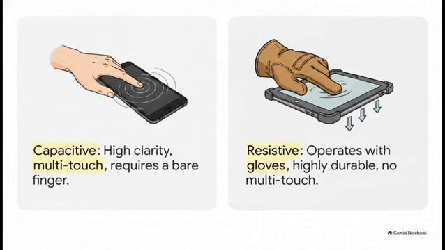So why have different types? Well, look at their real-world uses. Capacitive screens, like the one on your smartphone, give you brilliant visual clarity and let you use multi-touch gestures like pinching and zooming. But try using them with regular winter gloves, and nothing happens, right? Resistive screens, on the other hand, need actual physical pressure. They don't do multi-touch and aren't quite as clear, but they are highly durable, water-resistant, and work perfectly even if you're wearing heavy work gloves. That makes them absolutely ideal for industrial or outdoor settings.